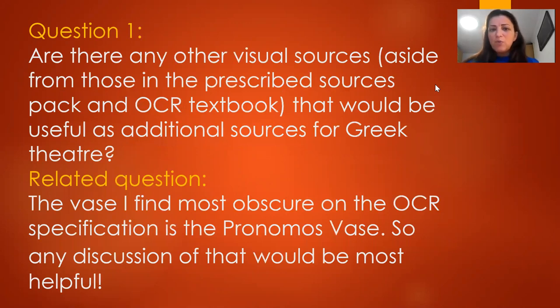So starting with question one, are there any other visual sources aside from those on the prescribed sources packet and OCR textbook that would be useful as additional sources for Greek theatre? Is one question that I received, and a related question from a different party. The vase I find most obscure on the OCR specification is the Pronomos vase. So any discussion of that would be most helpful.